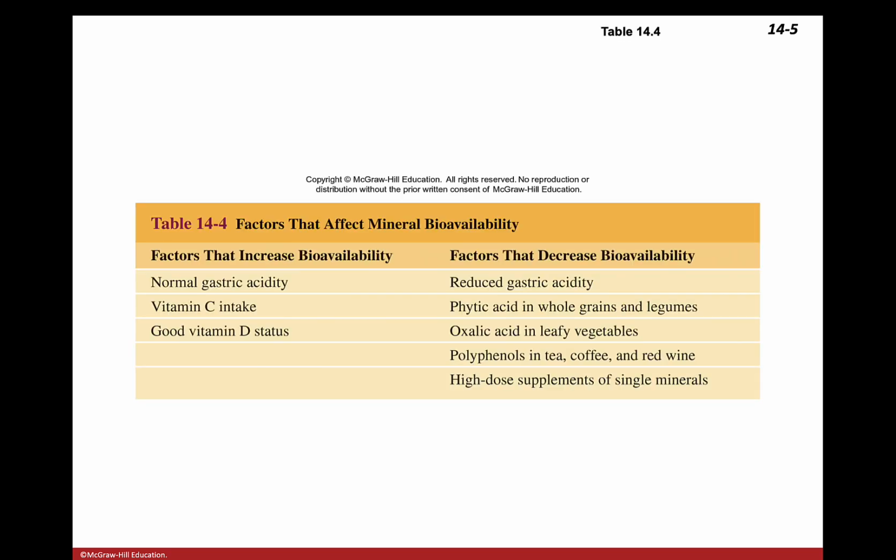Now, here are some factors that are going to have an impact on what we refer to as mineral bioavailability. Factors that increase bioavailability are good vitamin D status, the intake of vitamin C, and normal gastric acidity. Factors that decrease the bioavailability of minerals are reduced gastric acidity, phytic acid, which is found in whole grains and legumes, oxalic acid, which is found in leafy vegetables, polyphenols, which are found in tea, coffee, and red wine, and high dose supplements of single minerals. So all of these are factors that will decrease the bioavailability of minerals that we consume in our foods.